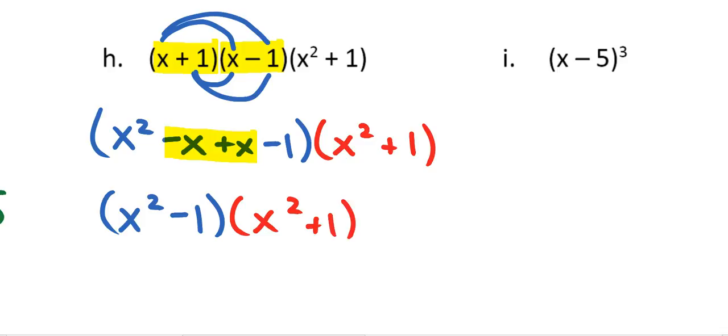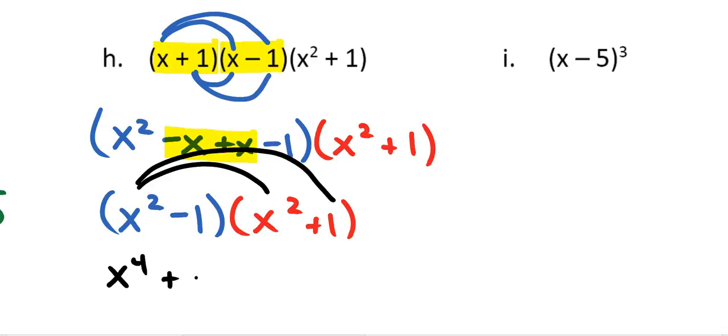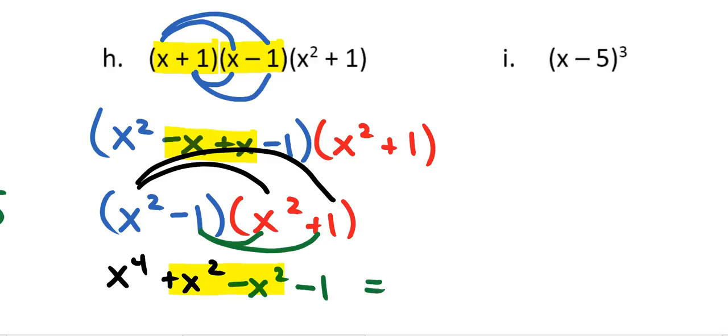And from here, we just FOIL again. So x squared times x squared is going to be x to the power of 4. This times this will be plus x squared. And then the inside terms will be negative x squared, and then -1 times positive 1 is going to be -1. And I notice that the middle terms here cancel off because positive x squared minus x squared is like positive 1 minus 1, they just cancel off. And I'm left with x to the 4 minus 1. Final answer.